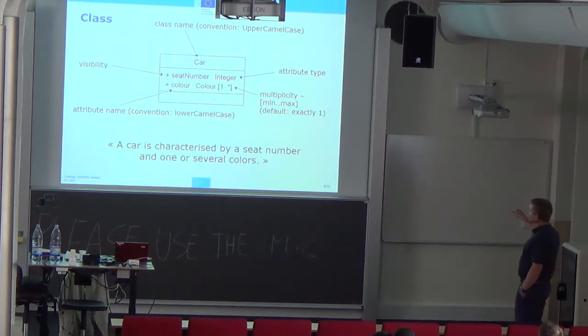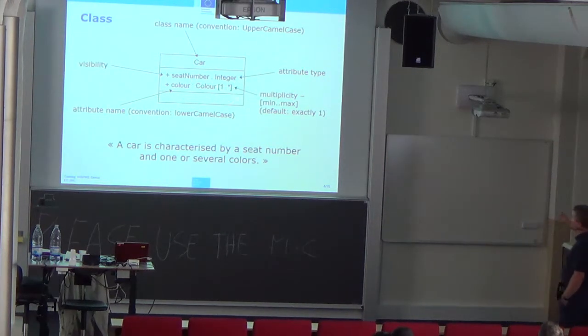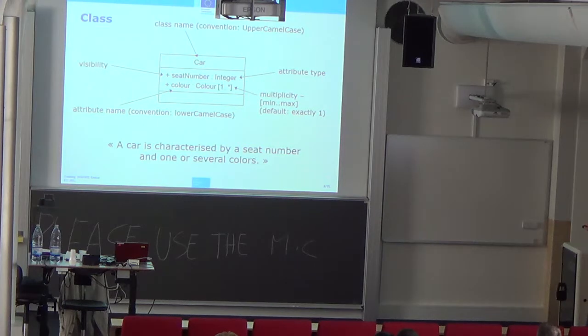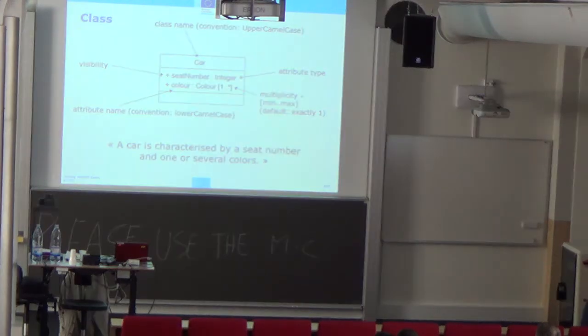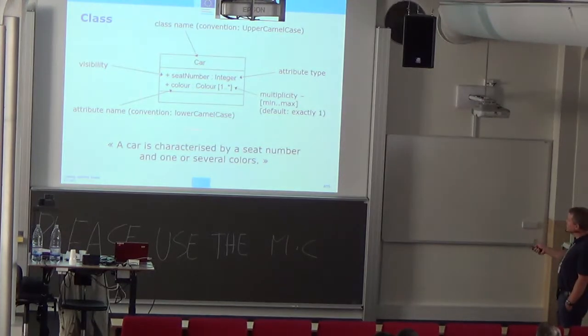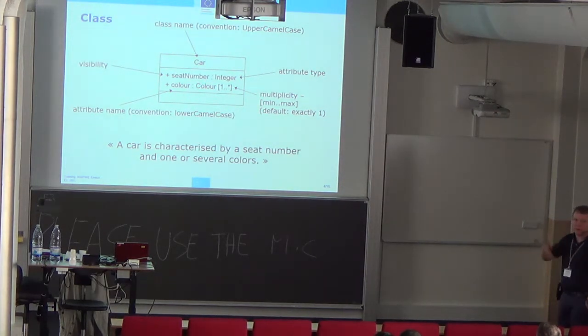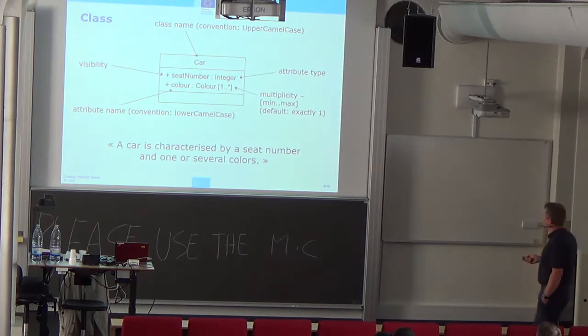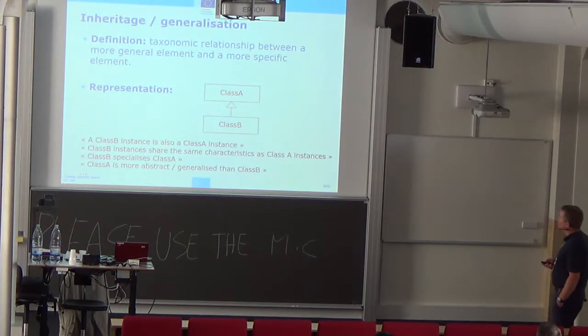We can also define the multiplicity. So in this case we are saying that at least one color must be defined, but it can be more. And then for the attribute name, the convention is lower camel case, and we can also put some other things we will see later. But this is a very simple overview of a class, for example car in this case, which says a car is characterized by a seat number and one or several colors.